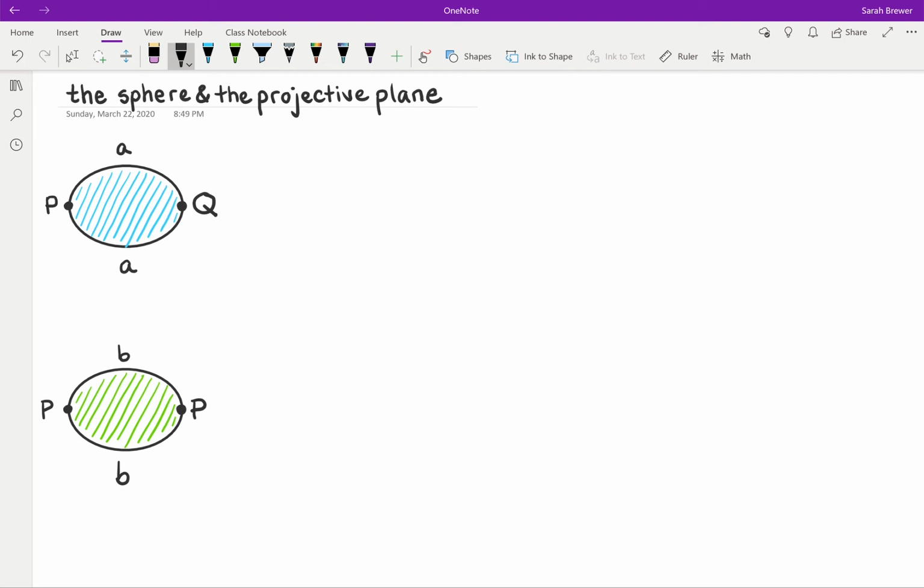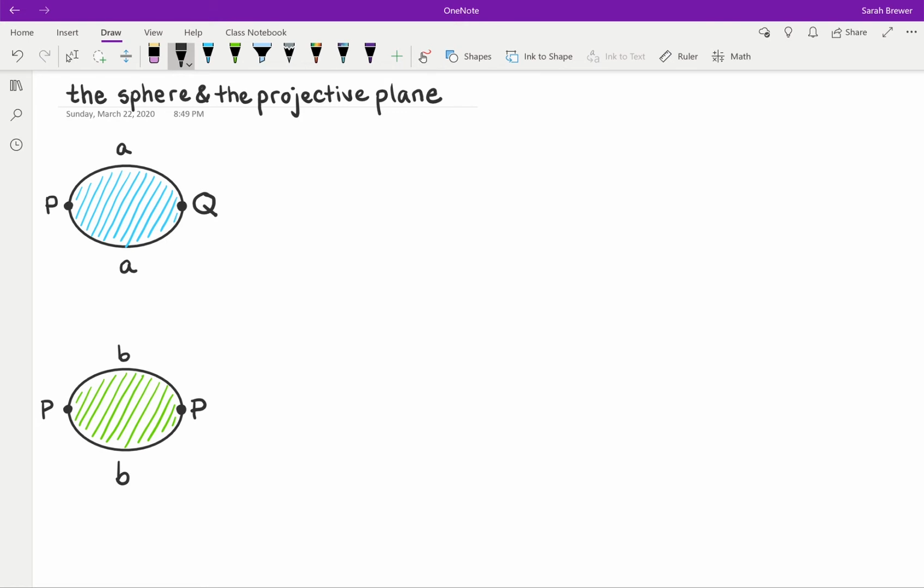Okay, so we are going to look a little bit at how we can construct some of these two-dimensional surfaces from some flat shapes by associating or gluing together edges and vertices. So in both of these examples, edge A and edge A at the top and bottom will become the same edge A when they're glued together.